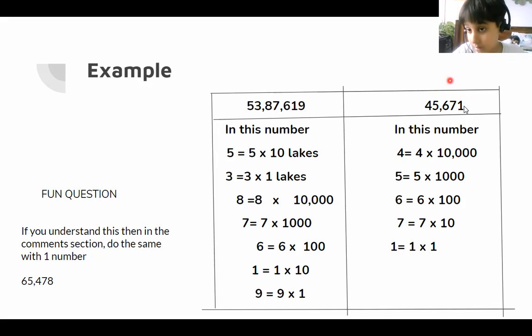1 is 1, 7 is 70, 6 is 600, 5 is 5,000, and 4 is 4 ten thousands. One question: if you understand this, then in the comment section, do the same with one number, 65,478.